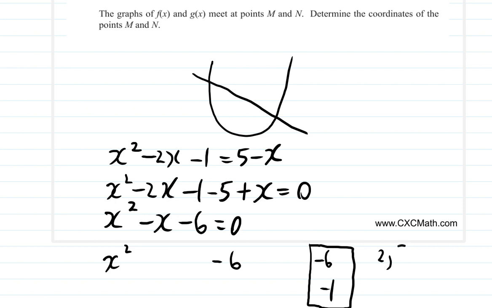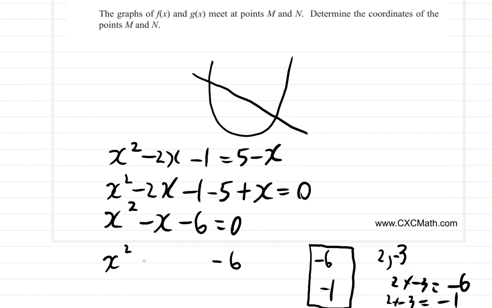2 and negative 3. 2 times negative 3 will give negative 6. 2 plus negative 3 is negative 1. Okay, right. So far it seems that factorization could work. Alright? Factorization could work.